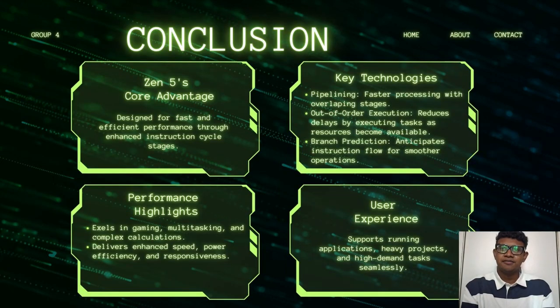In conclusion, Zen 5 core advantage: designed for fast and efficient performance through enhanced instruction cycle stages. Performance highlight: excels in gaming, multitasking, and complex calculations. Delivers enhanced speed, power efficiency, and responsiveness. And the third one is key technology: pipelining for faster processing with overlapping stages, out of order execution to reduce delay by executing tasks as resources become available, and branch prediction to anticipate instruction flow for smoother operation.